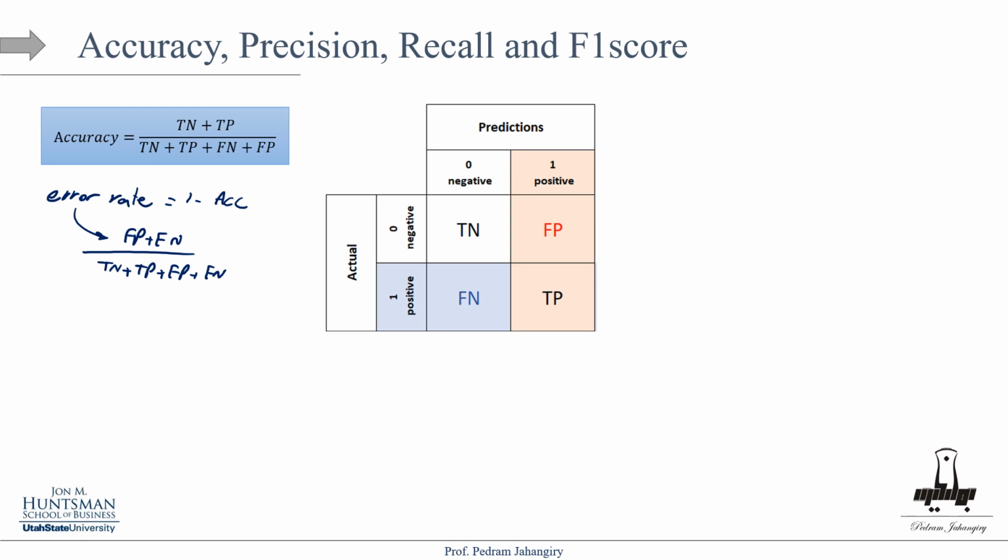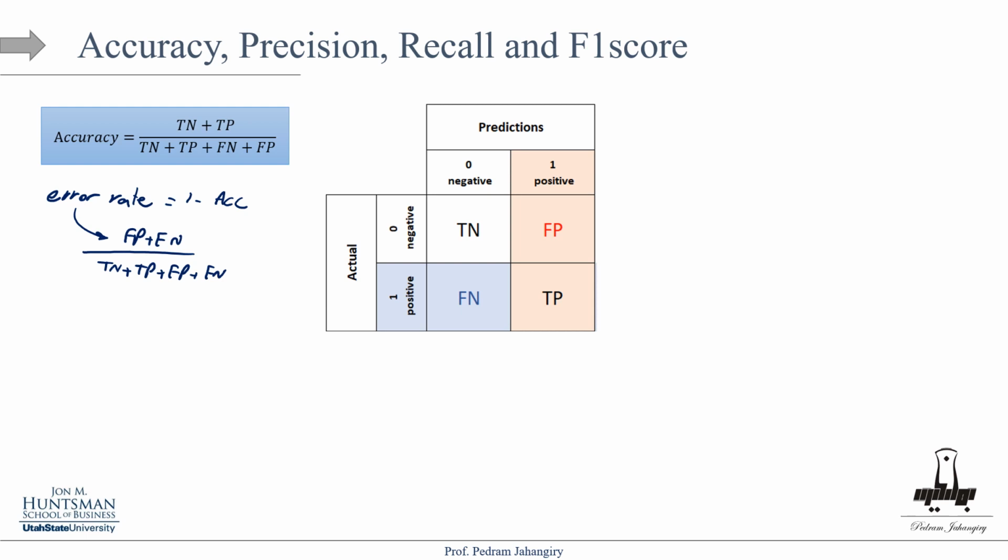Now imagine we have 100 people, 100 observations, and only 2 of them default at the end of the day in the real data. So 2% of the data is going to be default, let's say class 1. 98% of them are going to be non-default, class 0.